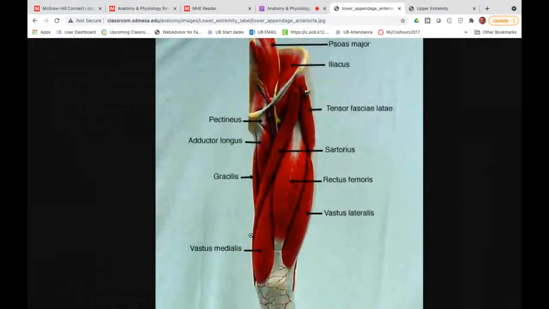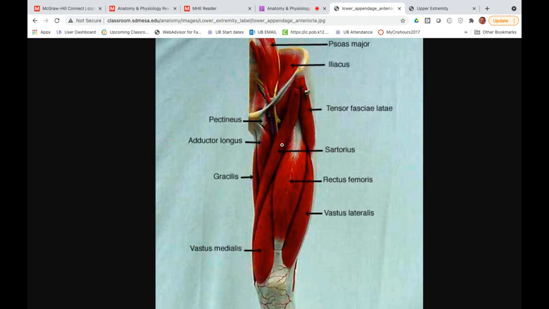Sartorius is the longest muscle in the body. I refer to it as the FABER muscle. FABER, F-A-B-E-R. F stands for flexion, AB for abduction, and ER for external rotation. So FABER: flexion, abduction, and external rotation. That's what this muscle does. It flexes the hip or the thigh, it abducts it, and it externally rotates it.